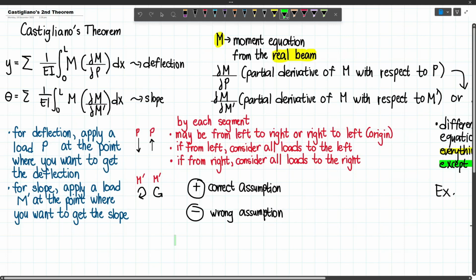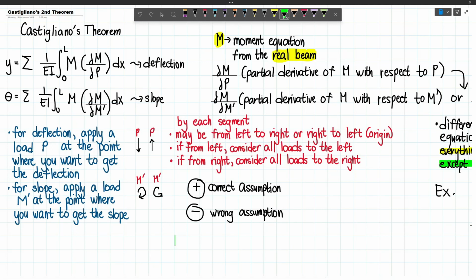Now, sa video natin ngayon, I will be discussing Castigliano's theorem, which is essentially the same lang sa virtual work, but instead of drawing a virtual system, we will just add a load P or a load M prime at the point where we want to get the deflection or slope. So ito yung equations natin for Castigliano's theorem.